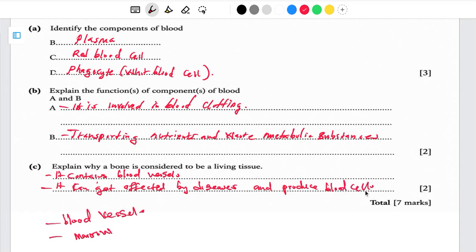When I say hematopoiesis, it is the general process by which blood cells are produced, whether white blood cells or red blood cells.